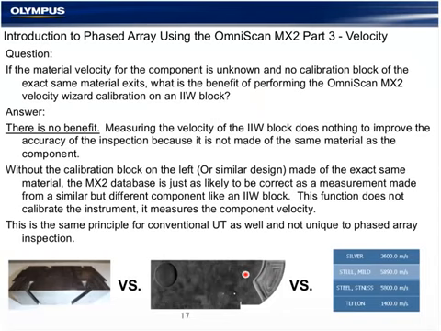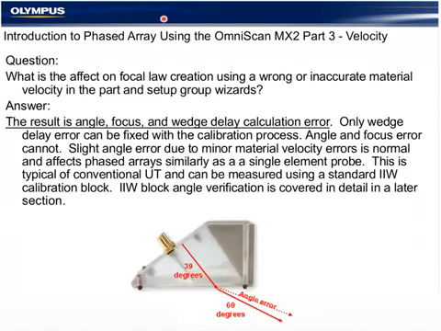What is the effect on focal law creation of using wrong or inaccurate material velocity in the wizards? Answer: angle, focus, wedge delay, and calculation error. Of all of those, only the wedge delay can be corrected in the calibration wizards. Often, they make a correction to this wedge delay to fix an angle error, but as the hole or calibration target above or below it is visualized, you'll see the inaccuracy.